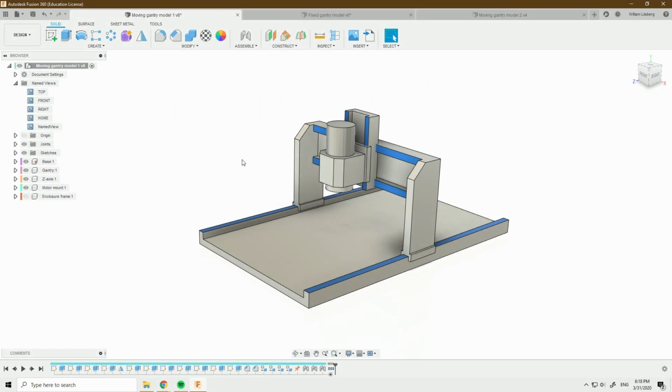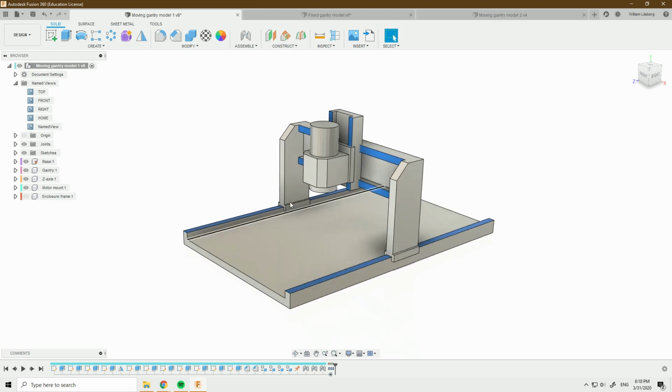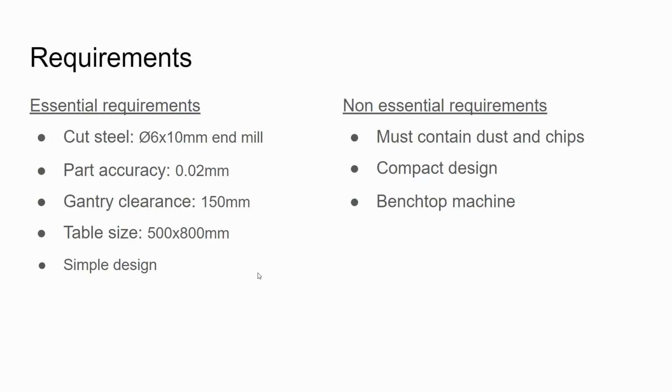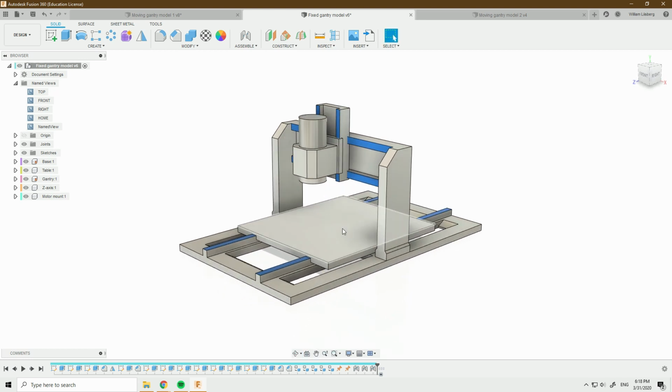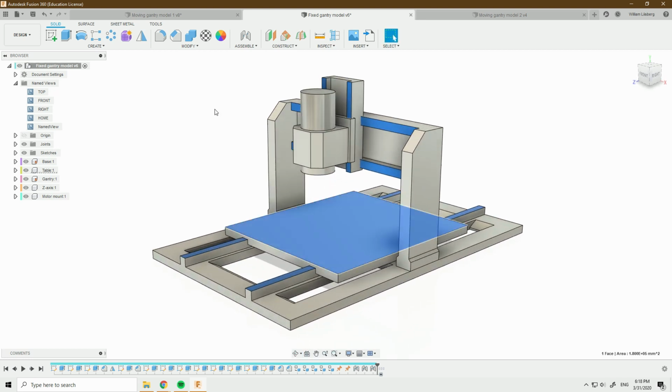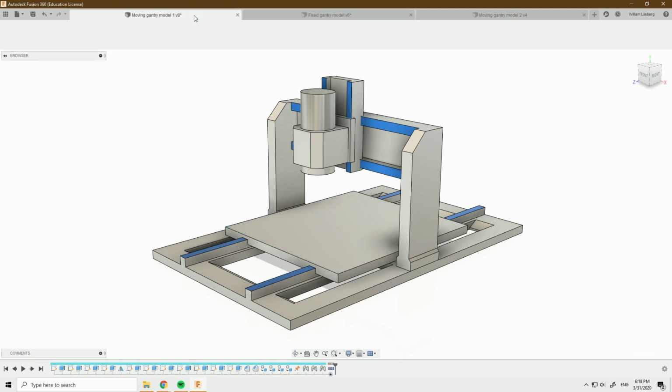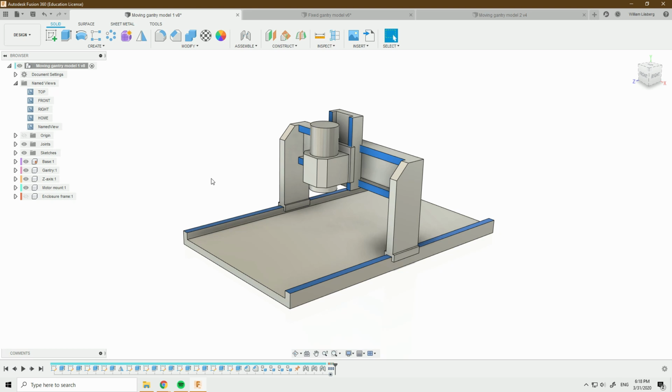So for the machine which I'm going to design, I'm going to choose to build a moving gantry, and that is, if you remember, because of one of our requirements, which requires that it's a compact design. And as you can see, the fixed gantry takes up a lot more space if you want to have the same capacity as the moving gantry has. Now that we know which type of router we will be designing, we can take a look at different variations of a moving gantry CNC router.